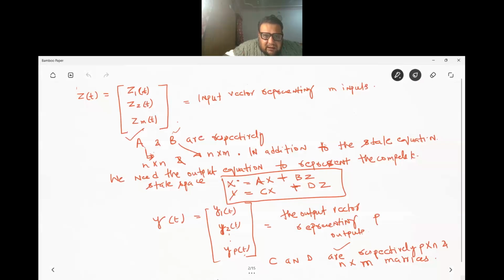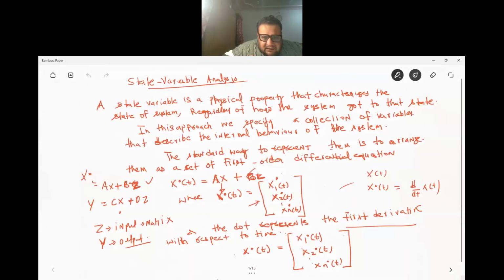I have mentioned that z of t is the input vector. A and B dimensions are mentioned here. What are C and D? Everything has been mentioned in this particular slide.